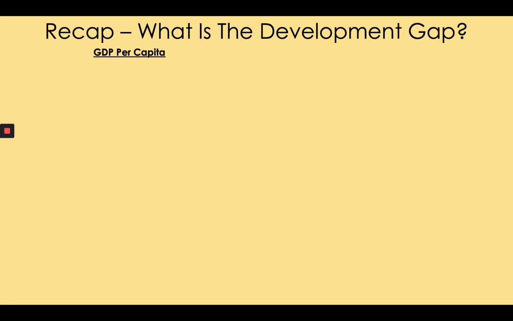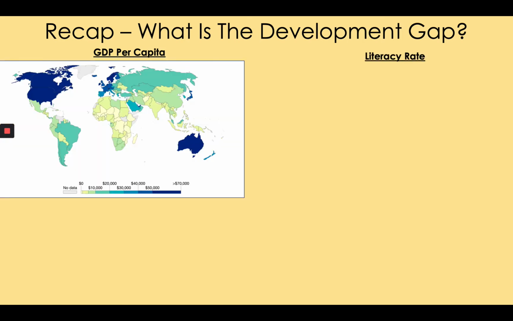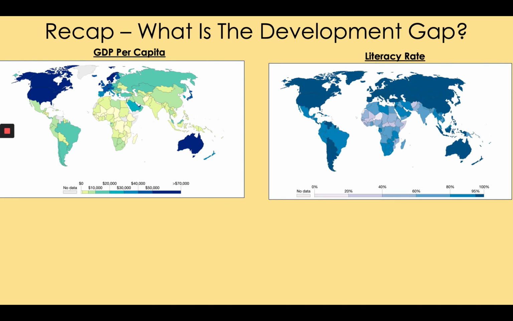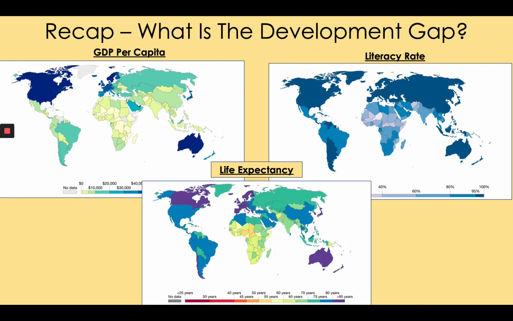Here is a map showing GDP per capita patterns around the world. Here's a map showing literacy rate patterns around the world. And finally, here's a map showing life expectancy patterns around the world. Take a moment, pause the video, to write down one fact about each map, about the pattern of the countries around the world based on their measures of development.